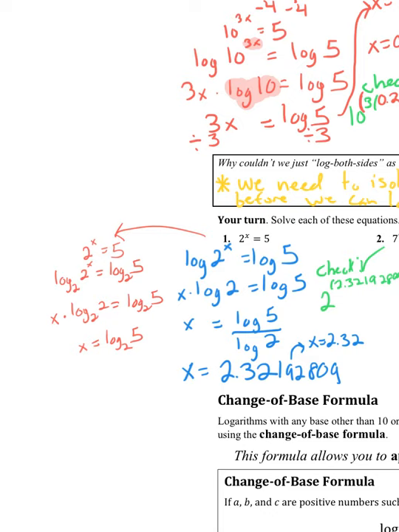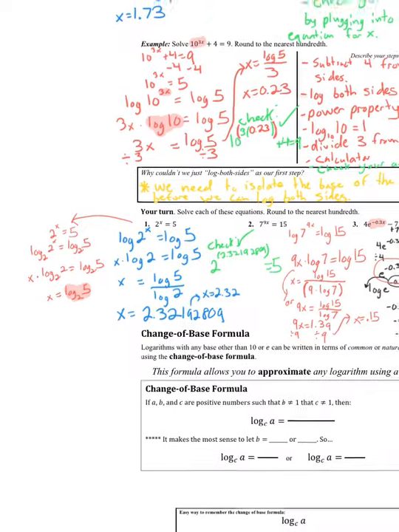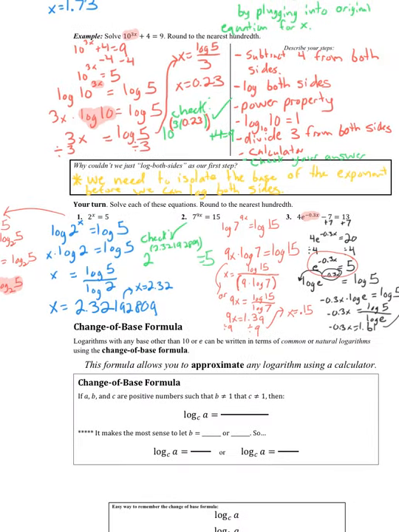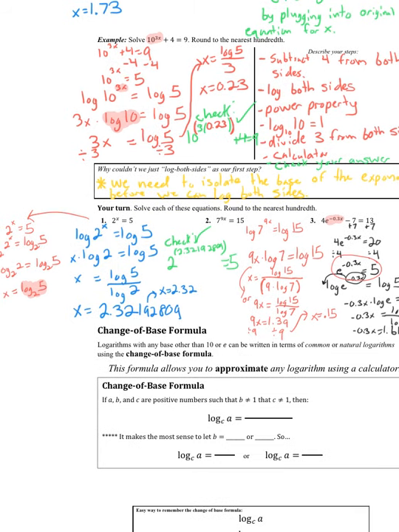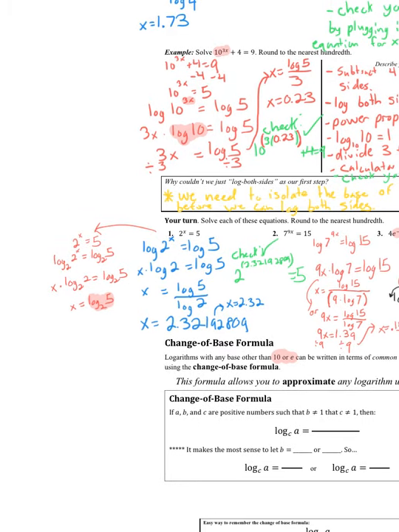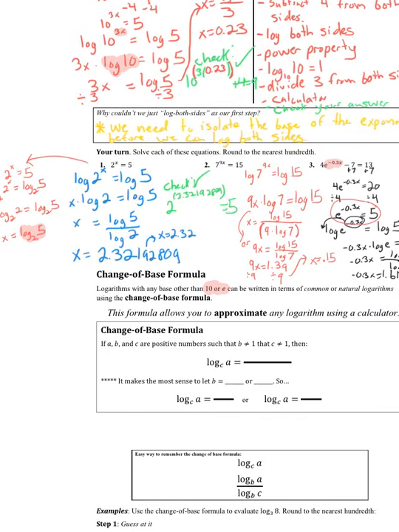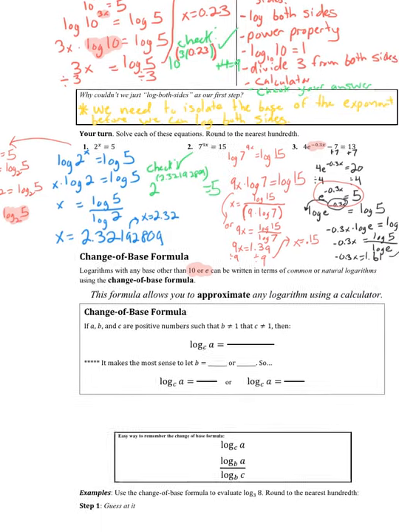The only issue with that method is I might not have a calculator that lets me put log base 2 of 5 in it. Like, I know me personally, I do not have a calculator that lets me do that. So I'm going to need to use what's called the change of base formula. And that's what this is right here. It allows me to approximate any logarithm using a calculator. And the idea is when I change base, I want to change to either base 10 or base e. Okay, so first moral of the story, when I do the log both sides method, I can log with whatever base I want. All right. So now let's take a look at this change of base formula.